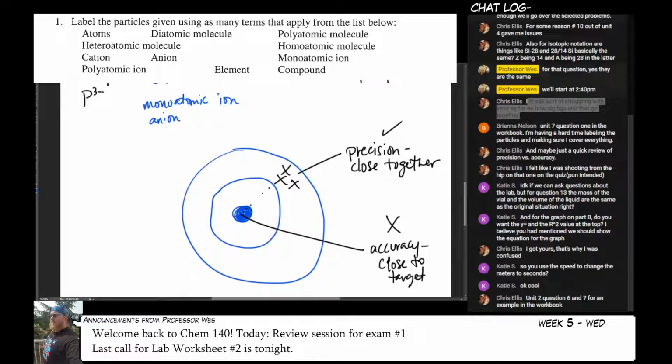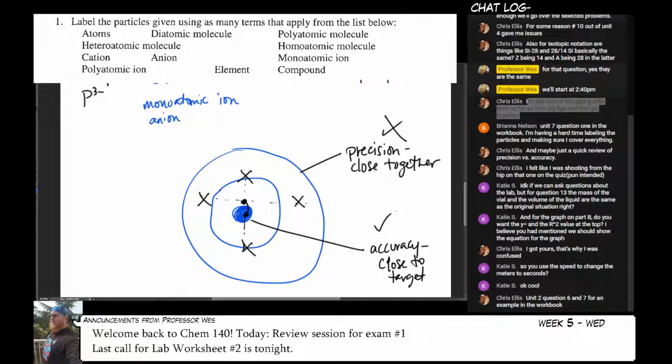If I said, okay, here are my shots now, and I would say, are these precise? Well, they're sort of everywhere, so no, right? But if I take the average, let's intersect these together. Here's the average result. That's remarkably close to the target. So the average would be good. So this would be accurate but not precise.